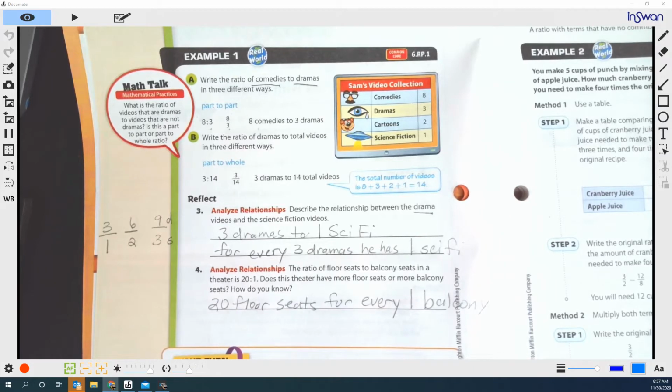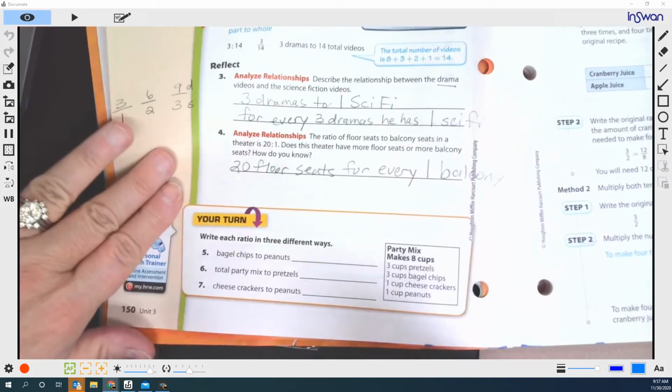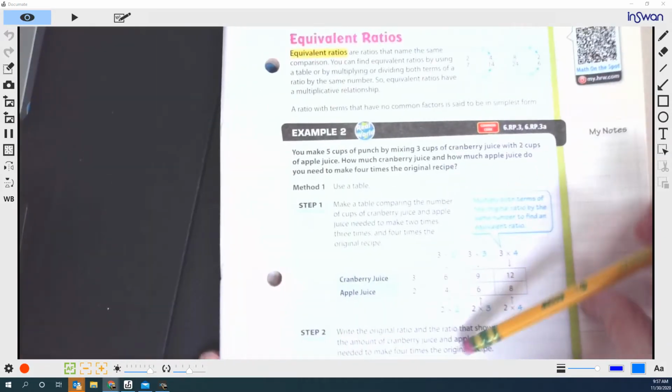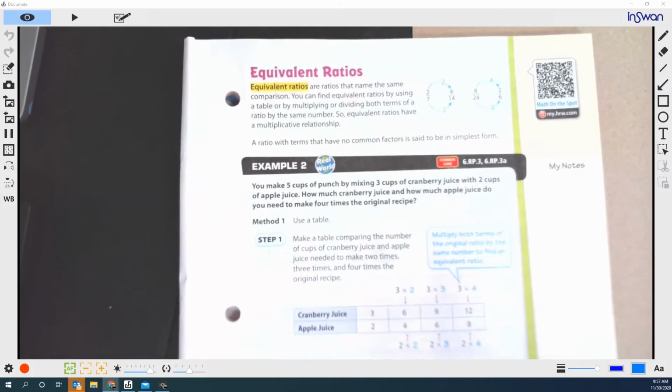Okay, we are not going to do the your turn with the party mix right now because I want to go ahead and go through and talk about the vocabulary and the main things that we're dealing with. We can come back and you can do that on your own.